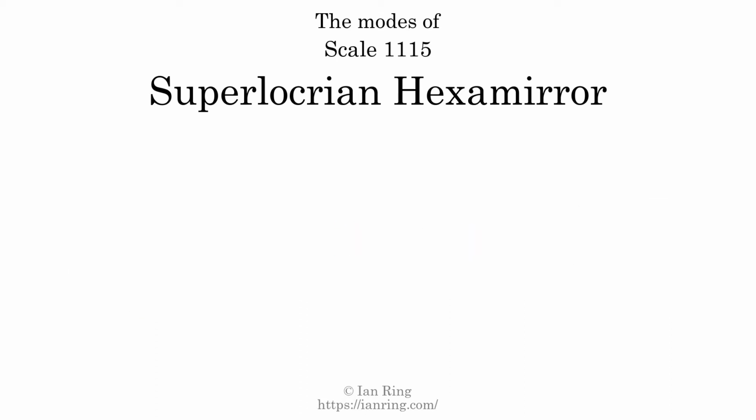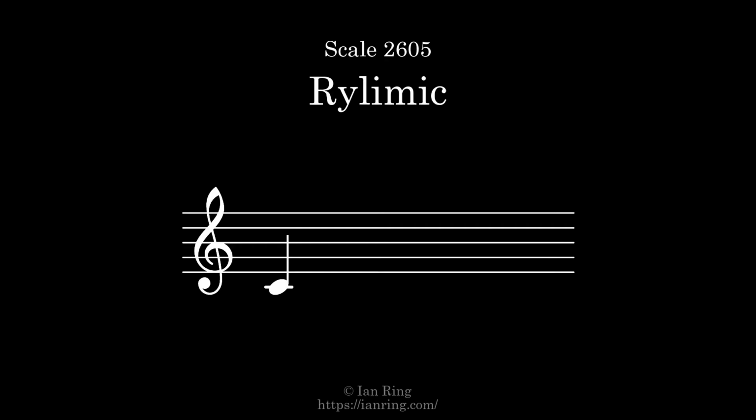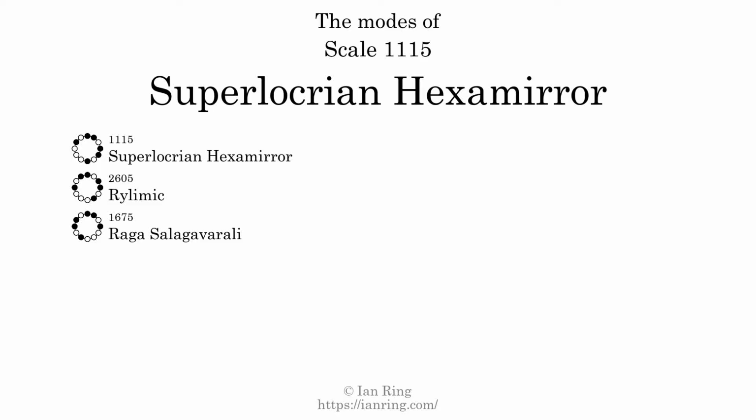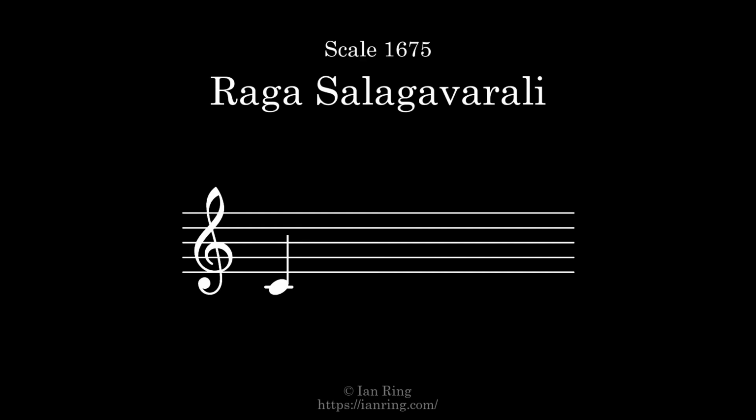This scale has 6 modes. The first mode is itself. The second mode is scale 2605, also known as Rhyolimic. It sounds like this. The third mode is scale 1675, also known as Raga Saligaverily. It sounds like this.